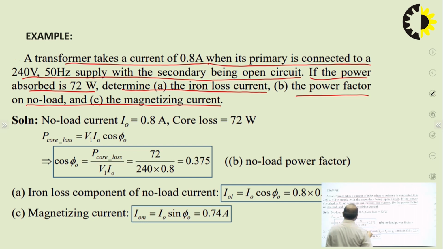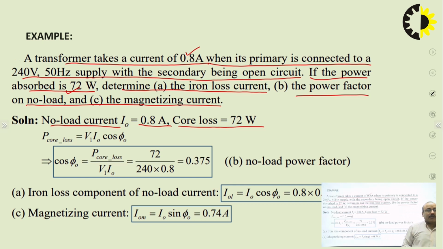If we see the solution for this, the no load current is given in the question, I naught is 0.8 ampere. Then the core loss is also given as 72 watt. The power absorbed, 72 watt, represents the core loss at no load condition. Since the current is very small, copper losses will be negligibly small and can be neglected, and that's why 72 watt basically represents core losses.